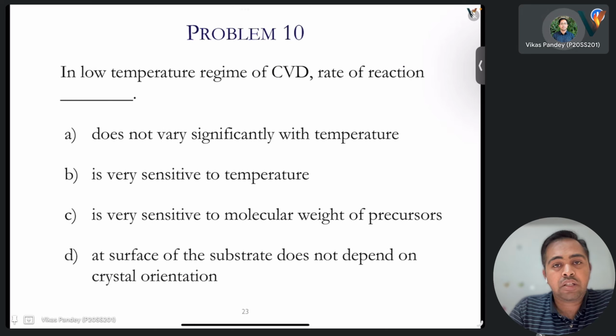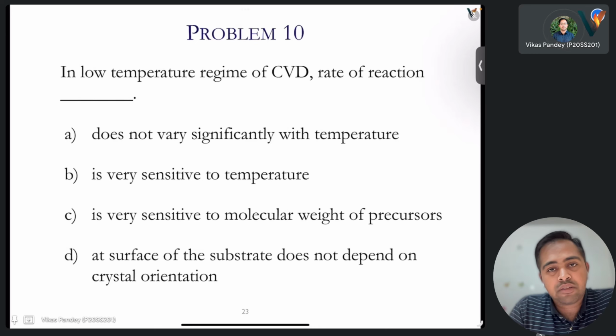In the low temperature regime of CVD, the rate of reaction does not vary significantly with temperature, is very sensitive to temperature, is very sensitive to molecular weight of the precursors, at surface of the substrate, does not depend on the crystal orientation. Which of the following is true? Okay, so it is saying the low temperature regime of CVD.